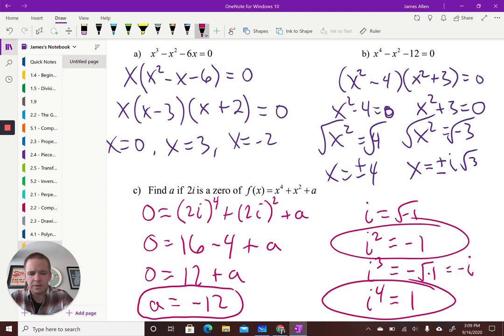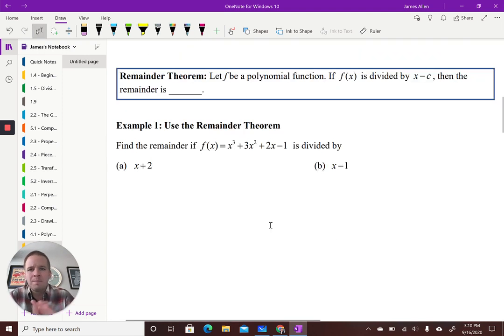All righty, let's continue. The remainder theorem says: let f be a polynomial function. If f of x is divided by x minus c, like x minus 3 or x minus 2, then the remainder is f of c. What does that mean? If I substitute c in and plug it in, the output is that remainder. So direct substitution or dividing by x minus c will give you that remainder.